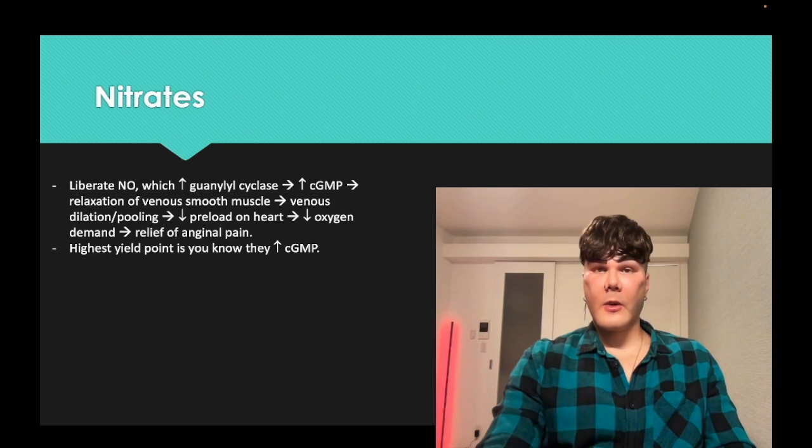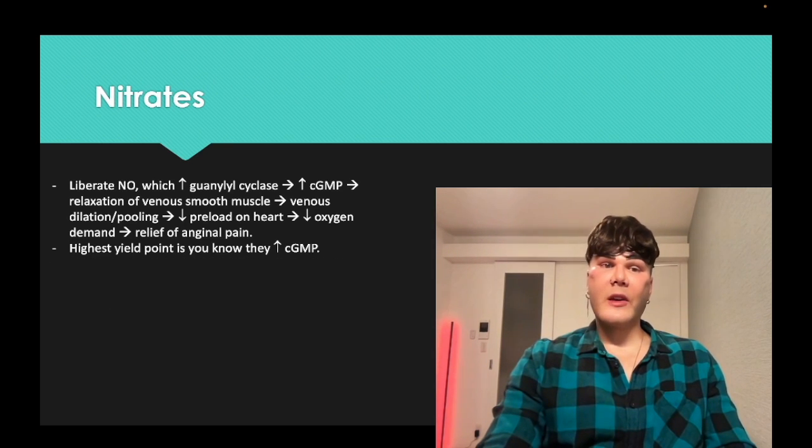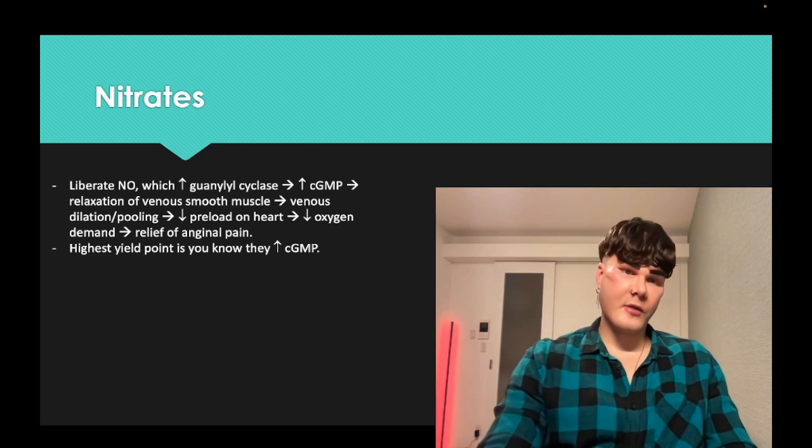Nitrates, USMLE really wants you to know the mechanism of action. Okay, so nitrates upregulate guanylyl cyclase, increase cGMP, increase protein kinase G, and that's going to lead to relaxation of vascular smooth muscle within the veins, and that increases venous pooling, which is going to decrease preload on the heart, and that decreases oxygen demand, and it relieves your anginal pain.